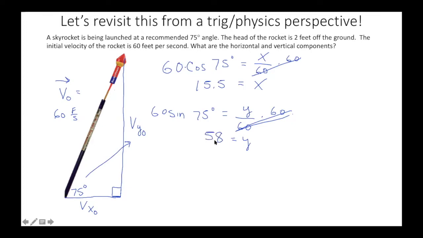Okay, so now we found the components of the vector, the horizontal and vertical components. So what we're going to do is the following. Okay, we are looking for distance. Okay, we want to know how high did the rocket go.